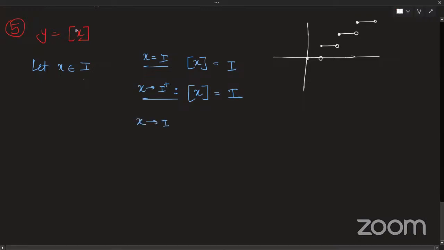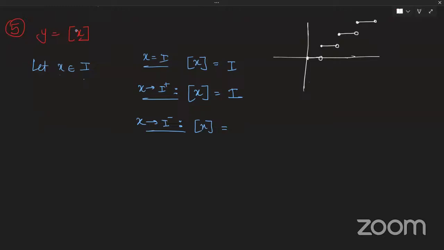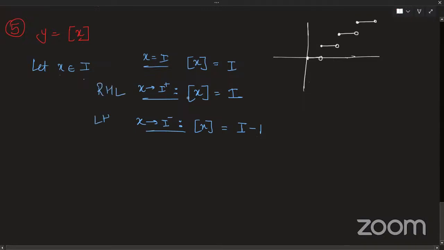And if by mistake I slip down and take a value that's just smaller than I, what will it give me? See, now we are talking about a value that's just smaller than an integer. What will it give me? I minus 1. So this is my value at that particular point, I. This is my value at I plus, so this is my right hand limit, RHL. And this is my left hand limit.